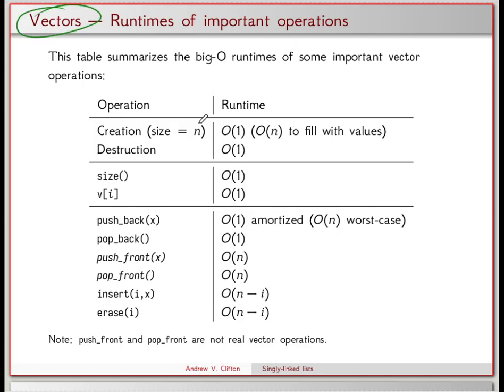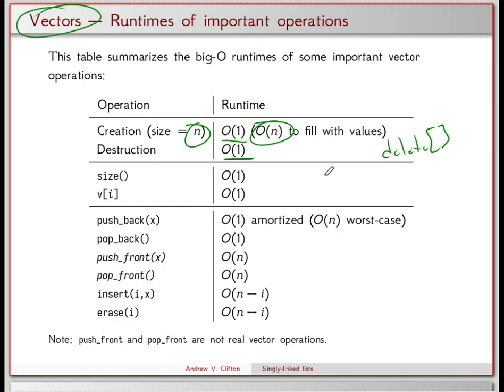So for example, when you create a vector of a particular size, technically the creation is constant time, but usually, when you create a vector, you want to fill it with zeros or something like that. So that involves a loop that takes O of n time to actually fill it with values. But when you destroy a vector, the destructor is literally just going to be a single delete on the underlying array. So that's going to take a constant amount of time.